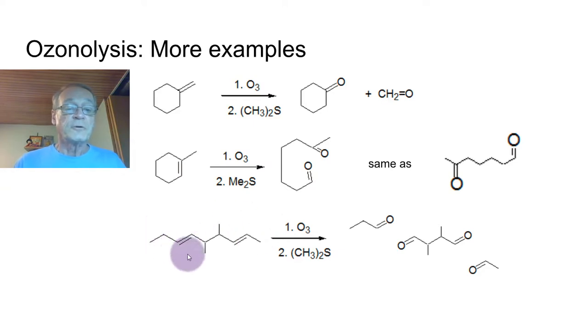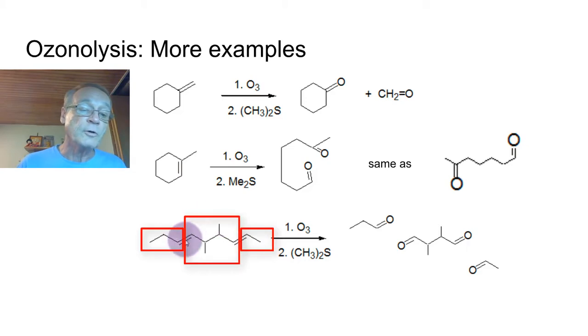Now this is yet a different kind of example in that this is a diene. We have two double bonds in this case, and so we're going to split there and also there. So we'll end up with this part as a ketone or aldehyde, this part as a ketone or aldehyde, and then the middle part with a ketone or aldehyde on that carbon and a ketone or aldehyde on that carbon.